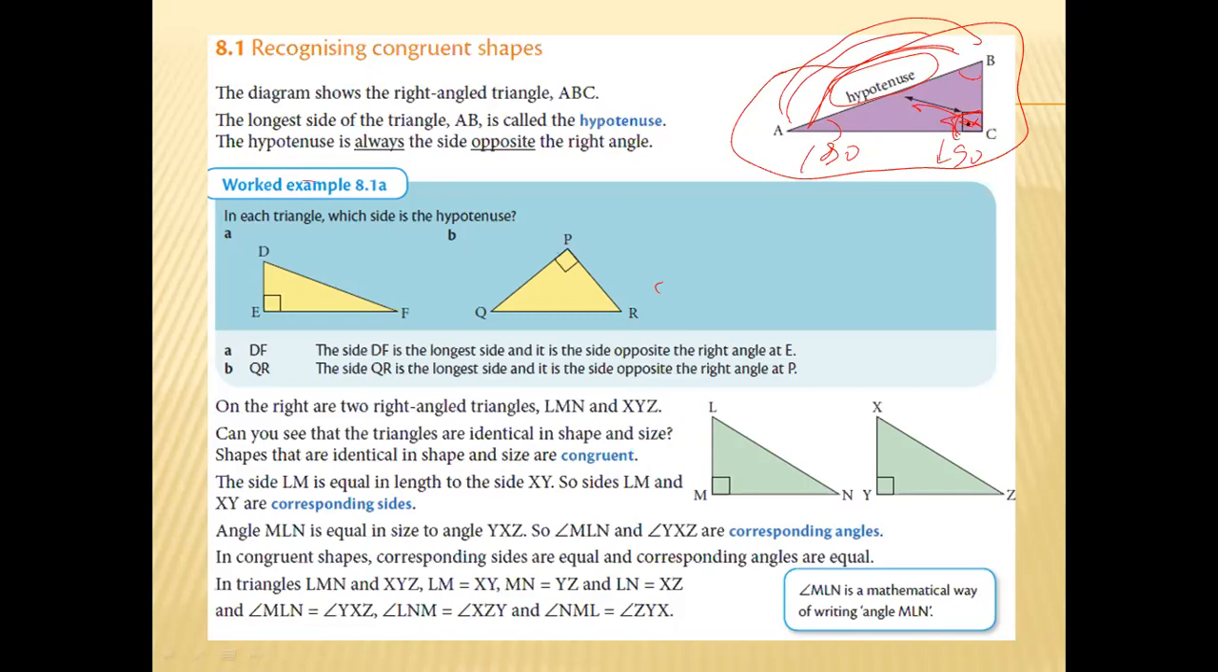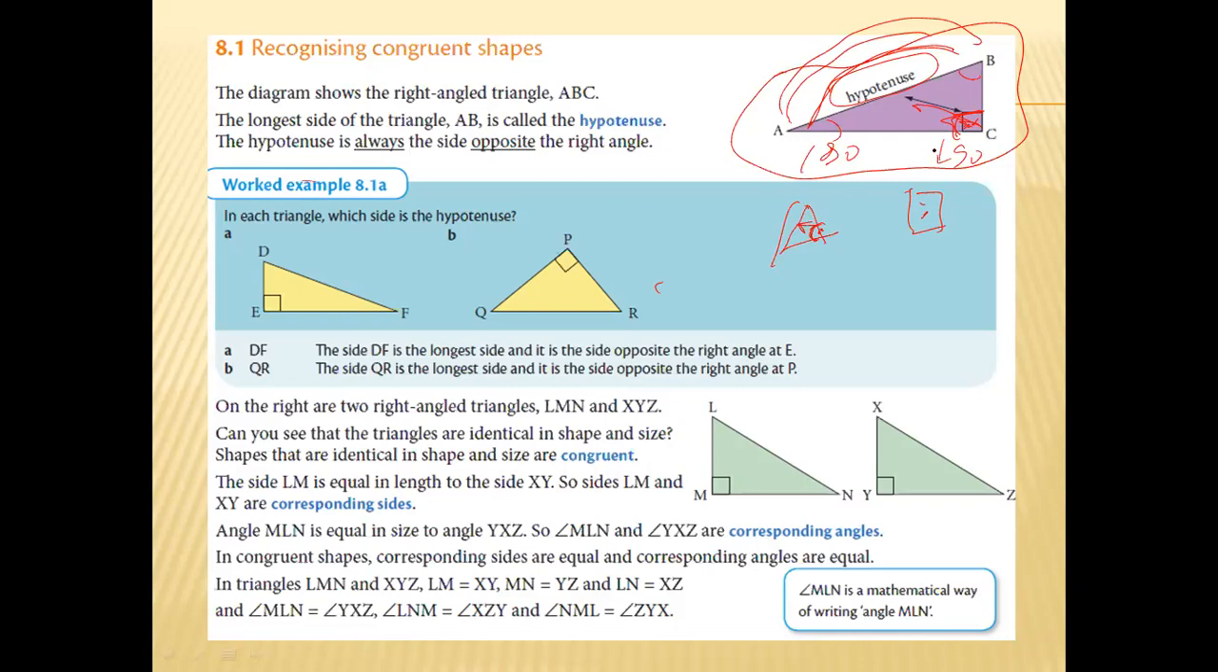Right angle means 90 degrees, and our sign is like this, right angle. For example, I want to draw here one right angle, and this angle is like a rectangle, like a square. And the opposite of this angle is the long side. It's called the hypotenuse. So we have worked examples.